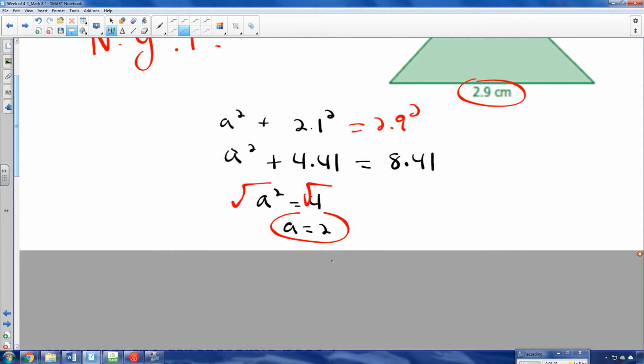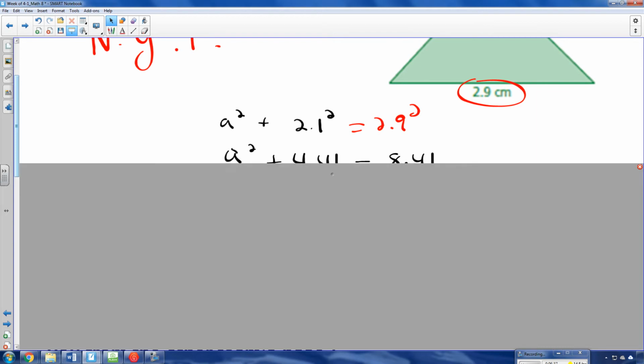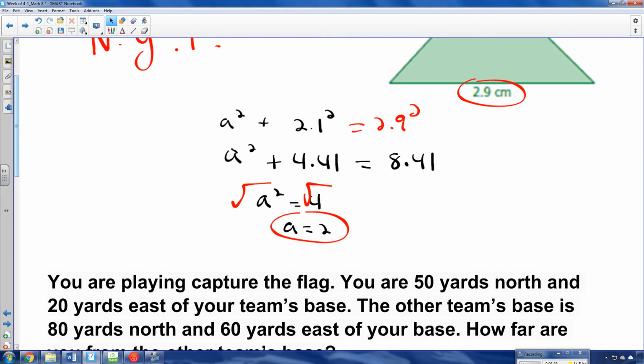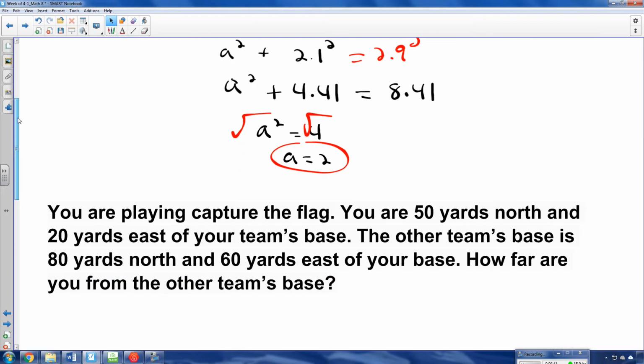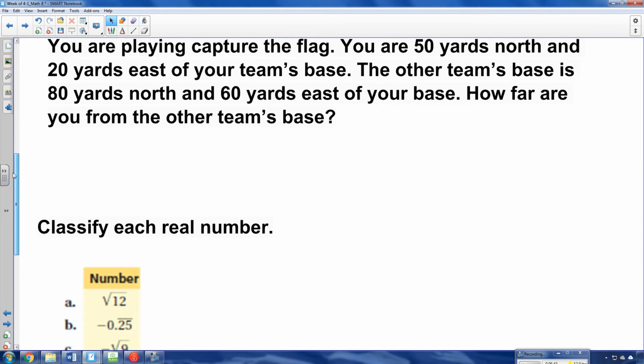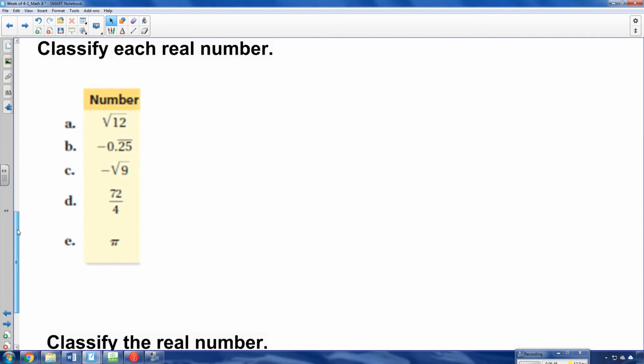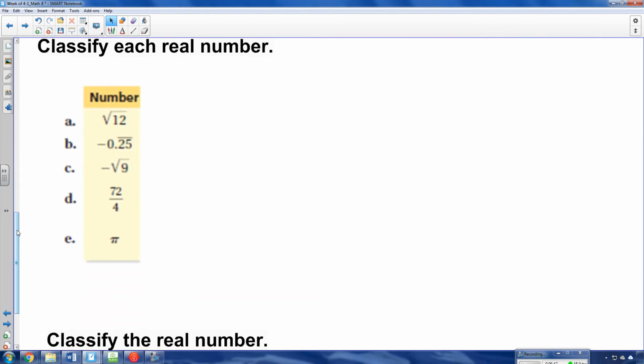So some things are coming out as decimals, some things are coming out as whole numbers. I want to look into situations where they don't even come out that pretty. They come out a little bit worse looking than that. So let's try to keep carrying on. We're going to skip over this one. We're going to classify some numbers for a second. I'm going to do a couple of these and then maybe you'll classify one at the end.